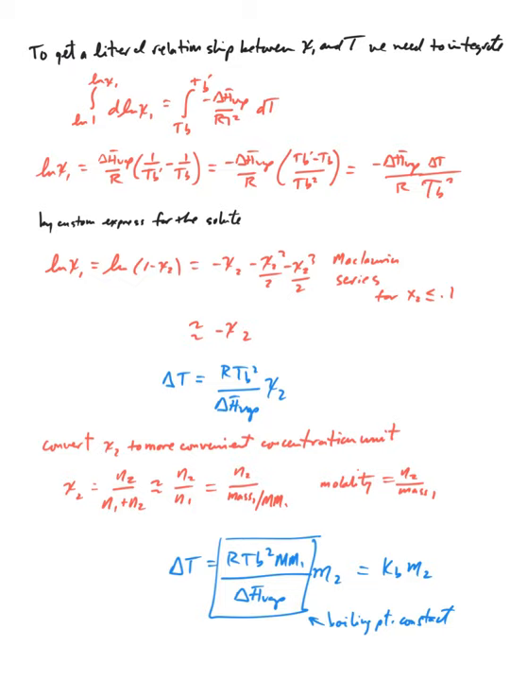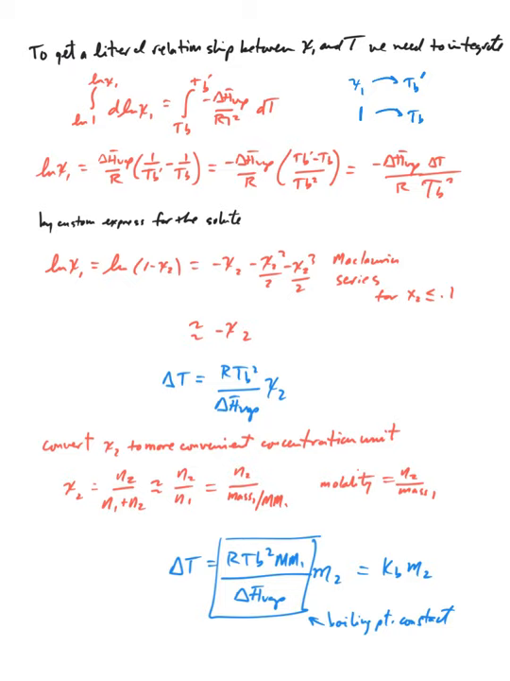So, scrambling for my notes here. To get a literal relationship between mole fraction and temperature, we need to integrate. And there's a couple of factors here. We're going to let the mole fraction of the solvent while it's in solution connect to the temperature, the new boiling point. So that's the mole fraction at the new boiling point, and the mole fraction of the pure solvent is 1 for the temperature, the boiling point temperature at TB.